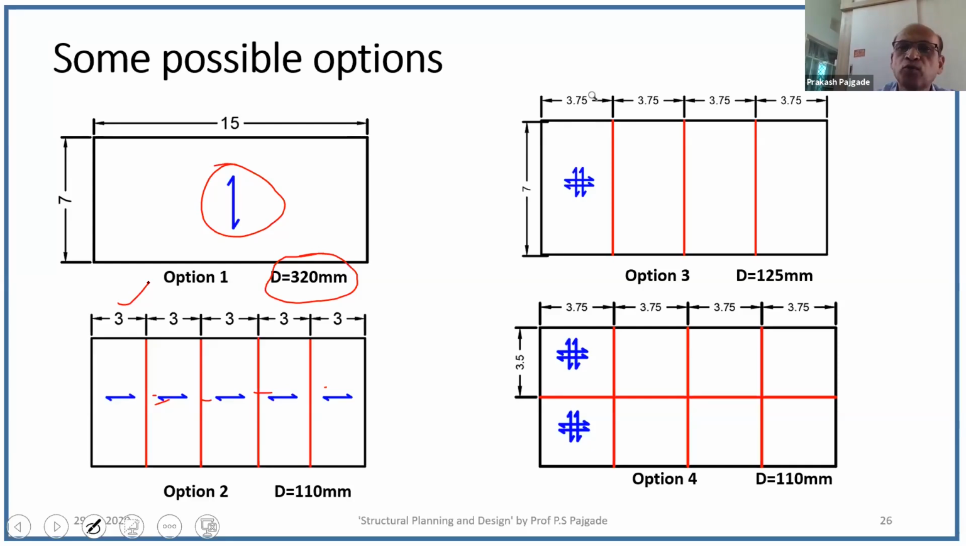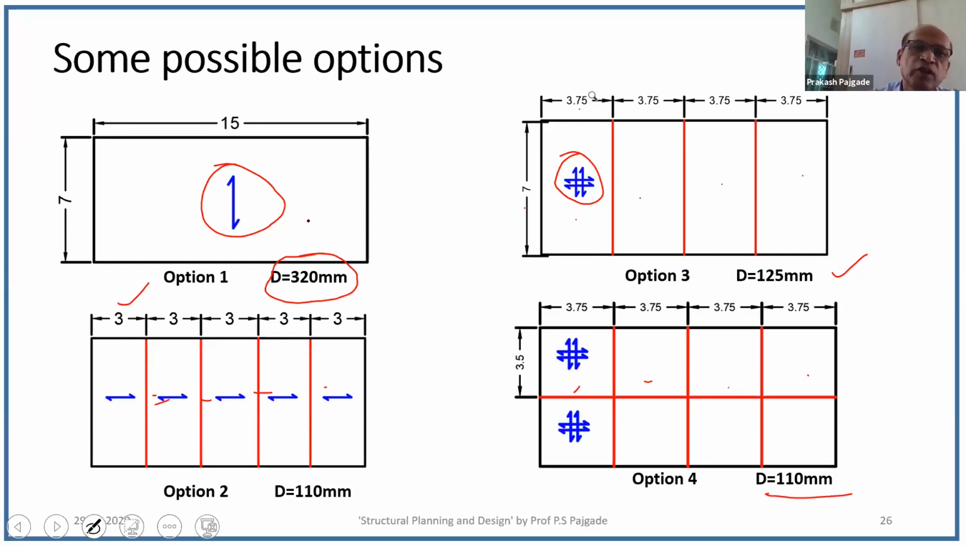In third option, I'm dividing into 4 panels. Now the dimension of panel is 7 by 3.75. So it's less than 2. So it will be again a two-way slab. And depth required here will be 125 millimeter. If I provide a central beam here, that is a secondary beam, then there will be 8 panels and thickness required will be 110 millimeter. Now there are 4 options and you can think about more options also.